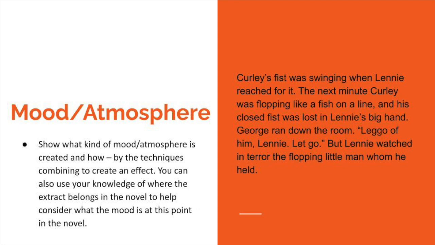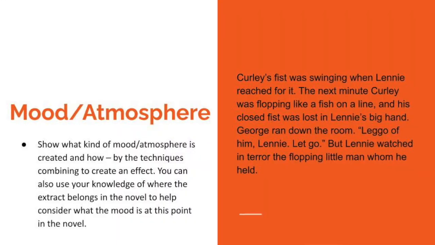George immediately runs down the room, and the fact that he's running again is showing the tension of the moment, and now tells him to let go. Now obviously George was the one who told him to fight back, so Lenny's probably really confused at this point. But George knows the danger because obviously Curly's the boss's son, he doesn't want them to get fired.